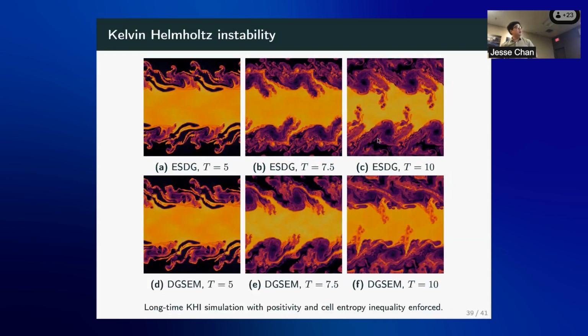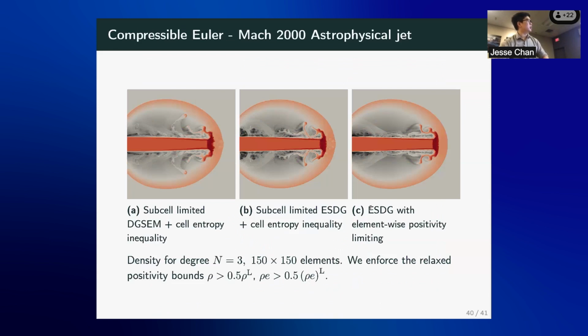If we look at the Kelvin-Helmholtz instability, things also seem to work. I just want to point out that there are some strange differences between entropy stable DG and DG-SEM. This is using our new cell entropy inequality that we're enforcing using limiting below. And especially for long time simulations, the solutions can look really qualitatively different. But this is, in my opinion, due to the sensitivity of the Kelvin-Helmholtz instability.